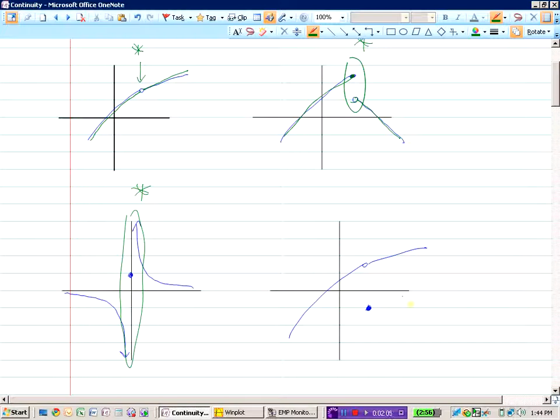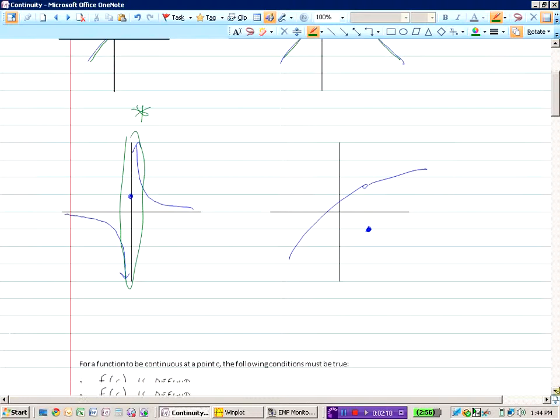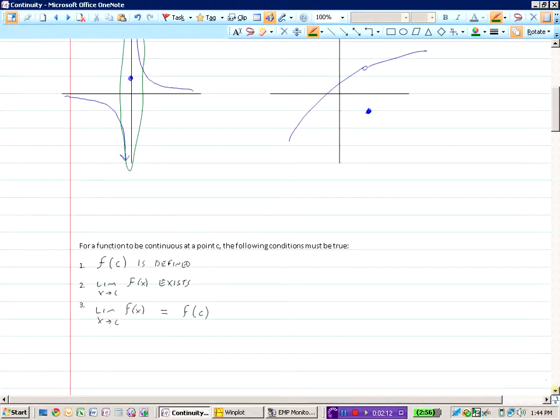But we need a proper definition. So let's consider this one here. For a function to be continuous at a point c, the following conditions must be true. This is a really important term. If you are ever asked to prove whether a function is continuous or discontinuous, these are the 3 truths that must exist if a function is going to be continuous.